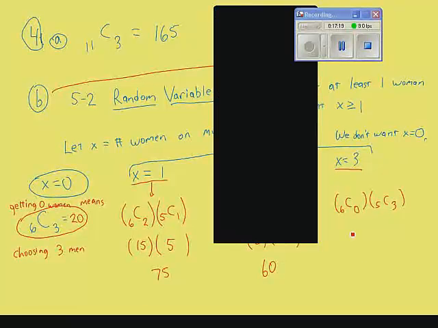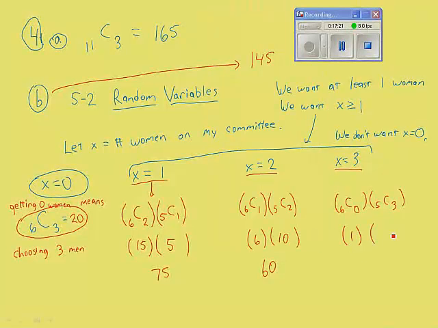So 6 choose 0 is 1. So we're going to do 1 times, and did anyone compute 5 choose 3? 10. Okay, so there are 10 ways of getting 3 women. There are 60 ways of getting 2 women, and 75 ways of getting 1 woman. And sure enough, if you were to add those up, what would you get? 145.